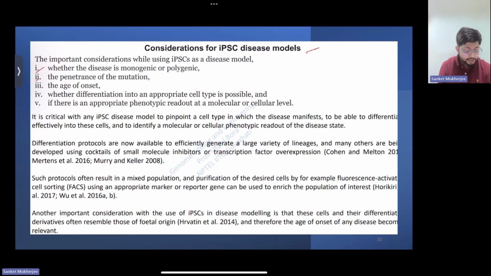The age of onset is something we should also be observing, because, for example, in multiple forms of cancer, age becomes a crucial factor. Whether differentiation into an appropriate cell type is possible, and whether there is an appropriate phenotypic readout at a molecular or cellular level. So, for example, if you are creating some mutations or reverting some mutations back to wild type, whether phenotypically they can be observed. Those kinds of things are very important.